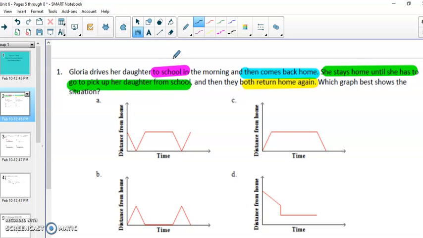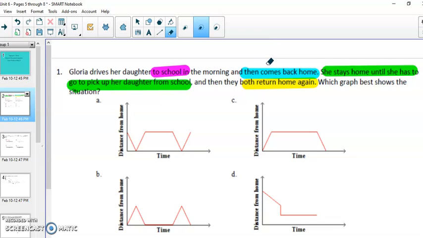So when we drive to school, if you think about the odometer on your car, the distance, I'm not going to do that. We're talking about distance from home. So as we go to school, the distance from our home increases. So it's sort of like this. Starting at home, we're driving to school. So take a look at this graph right here.